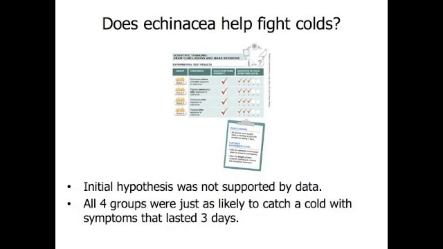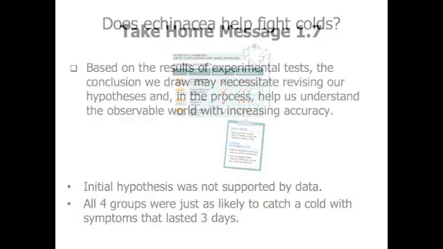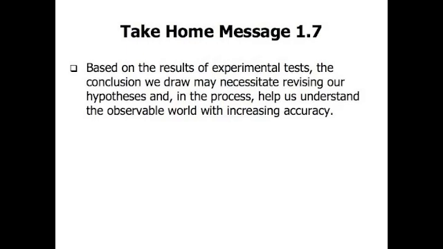By revising a hypothesis based on the results of experimental tests, we can explain the observable world with greater and greater accuracy. So our take-home message from this section is that based on the results of experimental tests, the conclusions we draw may necessitate revising our hypotheses and, in the process, help us understand the observable world with increasing accuracy.